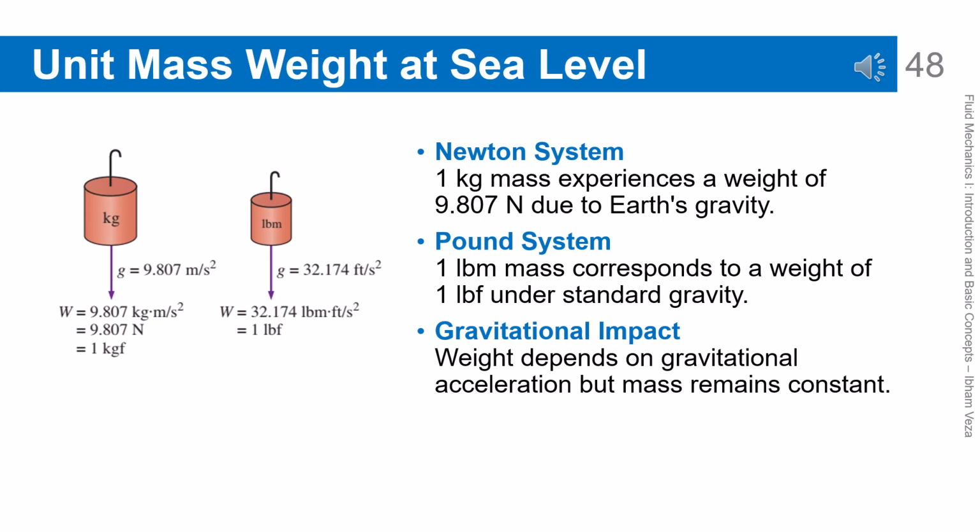Unit mass weight at sea level. 1 kilogram of mass has a weight of about 9.807 newtons at sea level. In the English system, 1 lbm has a weight of 1 lbf under standard gravity. This example shows the direct relationship between mass and weight through gravity. This concept is often misunderstood in practice. Therefore, mass and weight must always be clearly distinguished.